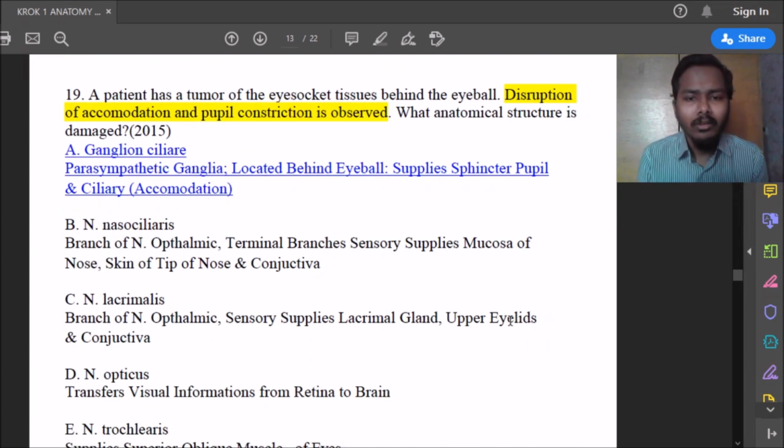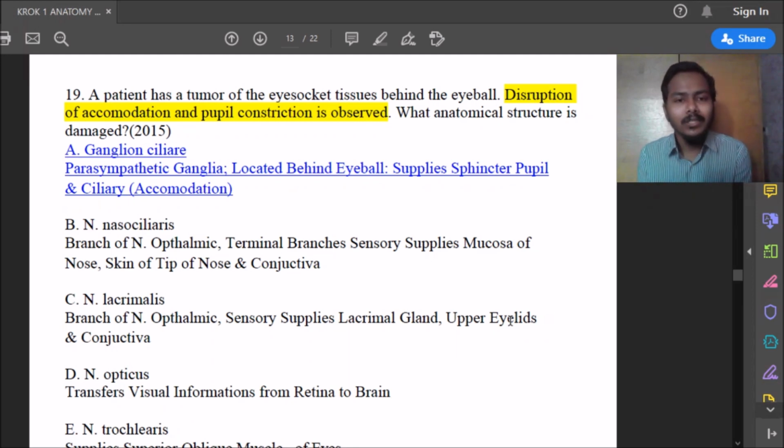Patient has a tumor of the eye socket tissues behind the eyeball. Disturbance of accommodation and pupil constriction is observed. What anatomical structure is damaged? For accommodation and pupil constriction, the muscles we need are the iris sphincter muscle and the ciliary muscle. This helps in accommodation and pupillary constriction.